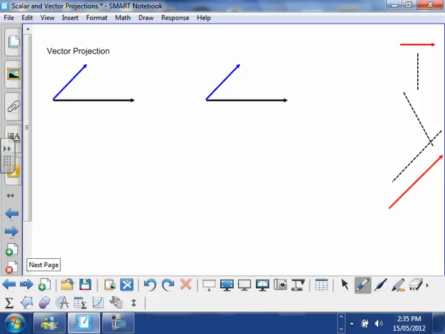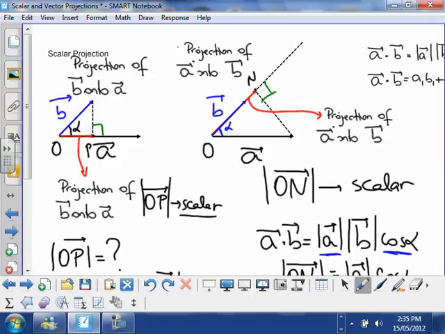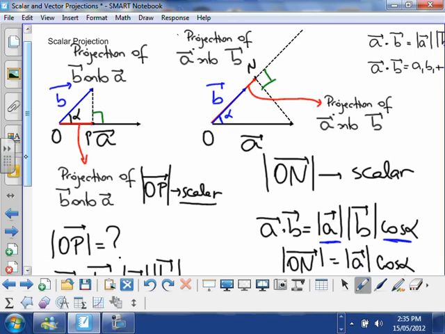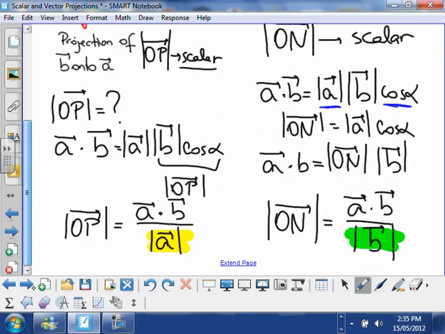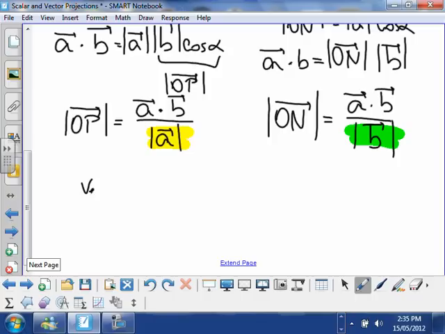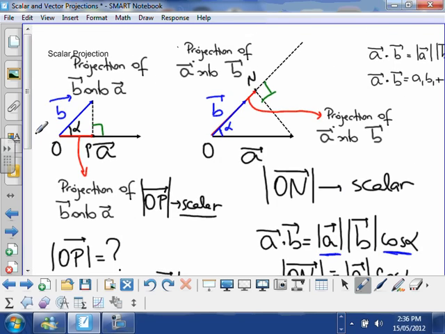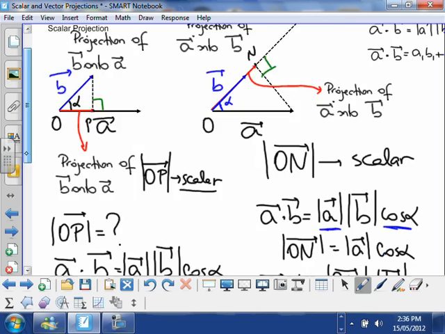Now, let's talk about vector projections. What I need to do, and it shouldn't be a surprise for you, when you talk about the magnitude of OP for the scalar projection, now to talk about vector projection, guess what I need to do? I need to define the vector projection. The vector projection is nothing else but vector OP in this case, vector ON in this case. That shouldn't be a surprise. Now, I know the magnitude of these vectors. How do I make them vectors? Do not forget, OP has the same direction as vector A.